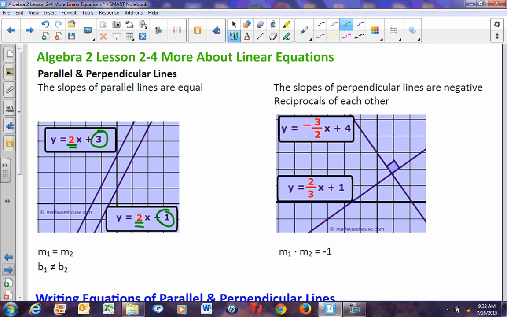The slopes of perpendicular lines are negative reciprocals of each other. Notice this slope is negative 3/2, this one is positive 2/3. When you multiply them together, they have to equal negative 1. That's what this is saying right down here. We've done this in Algebra 1, we've also done this in geometry quite a bit.